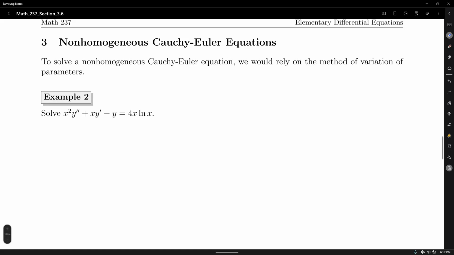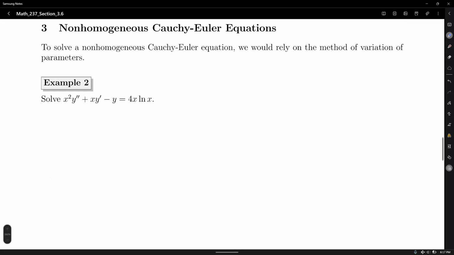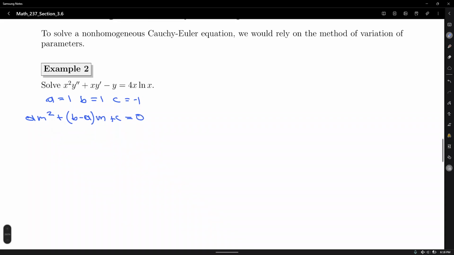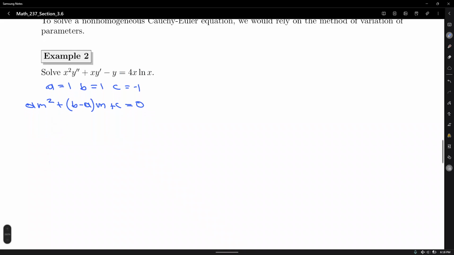Again, we're going to solve the related homogeneous differential equation, that is a, in this case, a equals 1, b equals 1, and c equals -1. That is, these are the numerical coefficients of every single term. All right, so using the auxiliary equation, a m squared plus (b minus a) m plus c equals 0. So let's solve the homogeneous case first, and then we would look at the superposition of the y homogeneous plus the y particular.